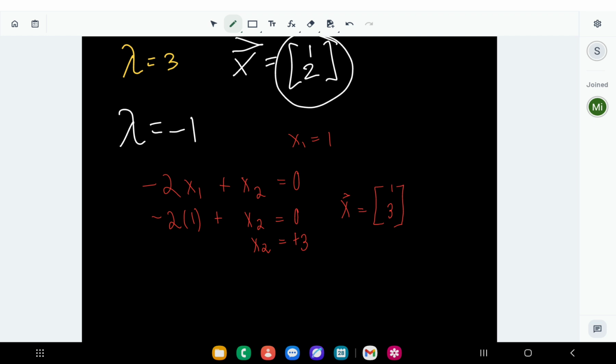1, 3? You got 1, 3? How did you get 1, 3? Where did you get that? I don't understand. I think you directly did it. You forgot to get your A minus lambda I. This one, A minus lambda I. You do that first.